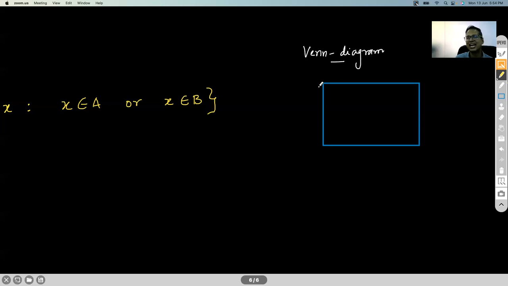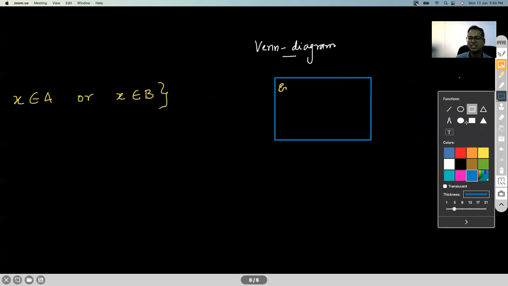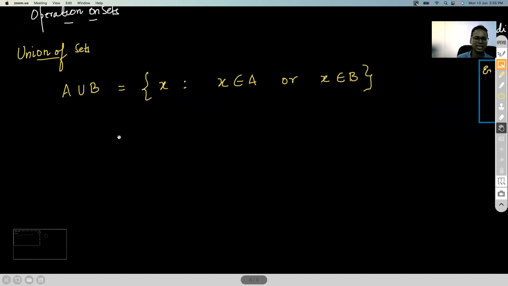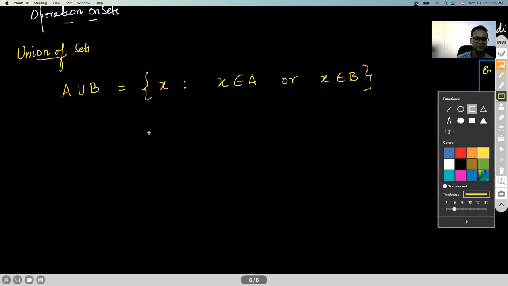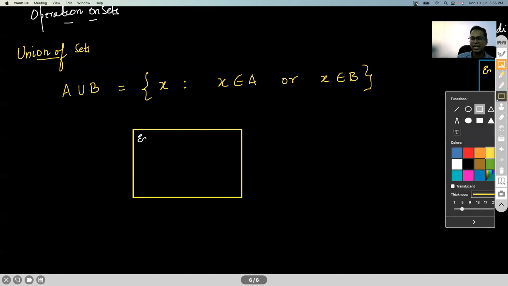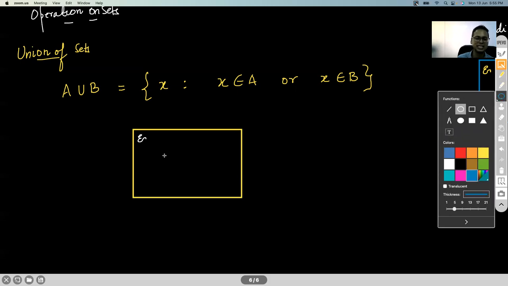Later on we will learn that in a Venn diagram, the universal set is represented by a rectangle, and for sets we normally use circles of different shapes and sizes. So if I talk about the Euler-Venn diagram for the union of two sets, how do I make it? I make the universal set. I'll talk about the universal set also in some time. I call this rectangle-shaped structure the universal set, and within this universal set, I'm going to represent my set A and set B.